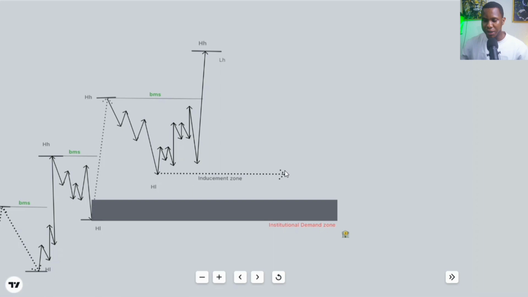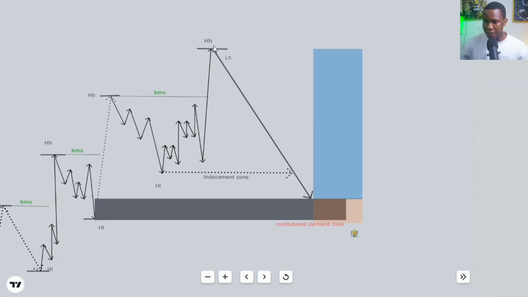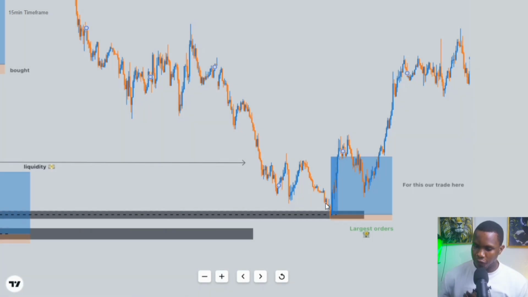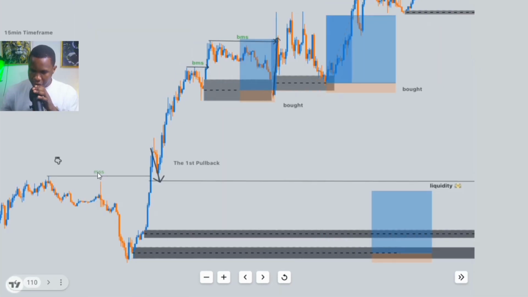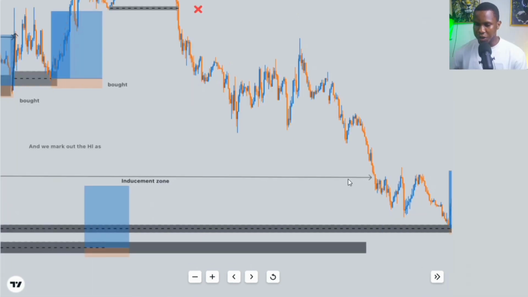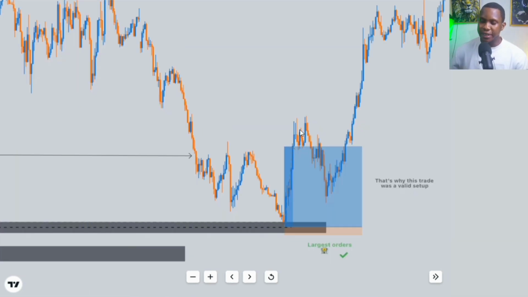Can you now see why we didn't buy from here? So we want price action to come back here and trade to the upside, guys. Watch the ICT A checklist to understand this more in depth, guys. For this 10-hour trade, USDJPY, here was our liquidity zone. Can you see the first pullback we made after we broke market structure, and we mark out the higher low as our liquidity zone, or what? Our inducement zone, guys. And that made our setup right here a valid setup, guys.